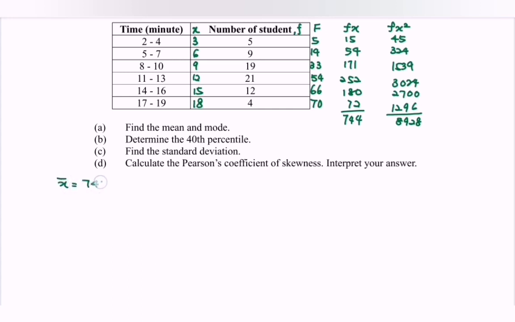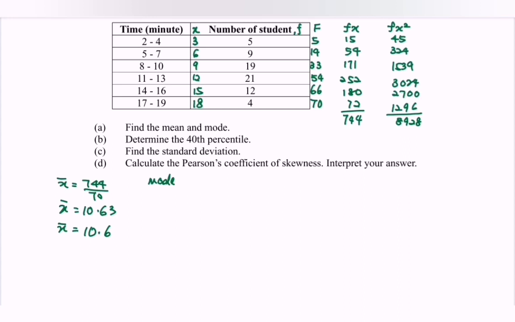So 744 over 70. So the mean is equal to 10.63. Rounding up to 3 significant figures, we have 10.6. Next is to find the mode. For the mode we look at the highest frequency.